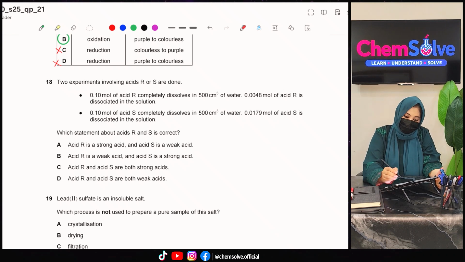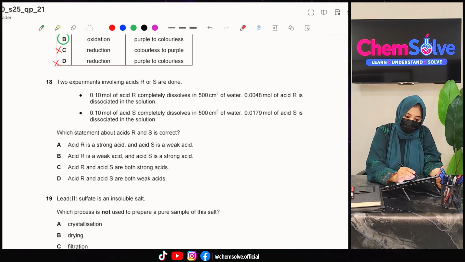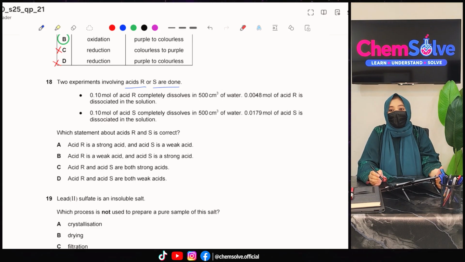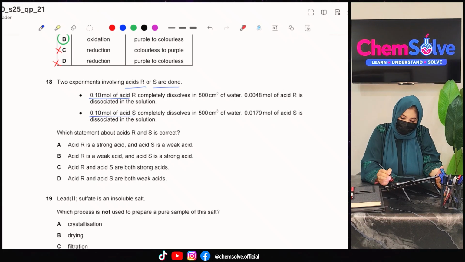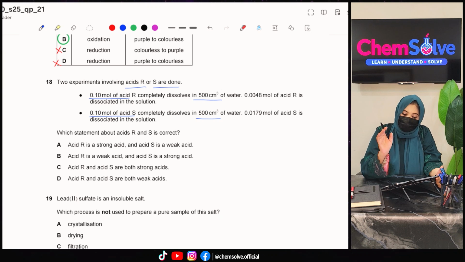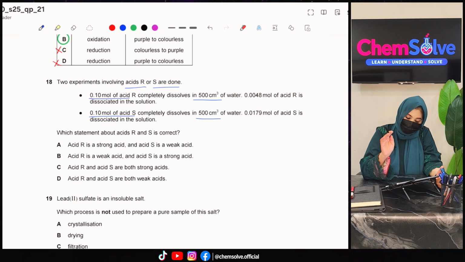Okay. Question number 18. Two experiments involving acid R and S are done. So what is the information given to us? 0.1 mole of R and 0.1 mole of S. They are dissolved in 500 cm cube. It means their concentration is equal, because volume is equal and moles are equal. Concentration is equal to number of moles over volume. So both have the same number of moles and both have the same volume. That's why their concentration would be equal.